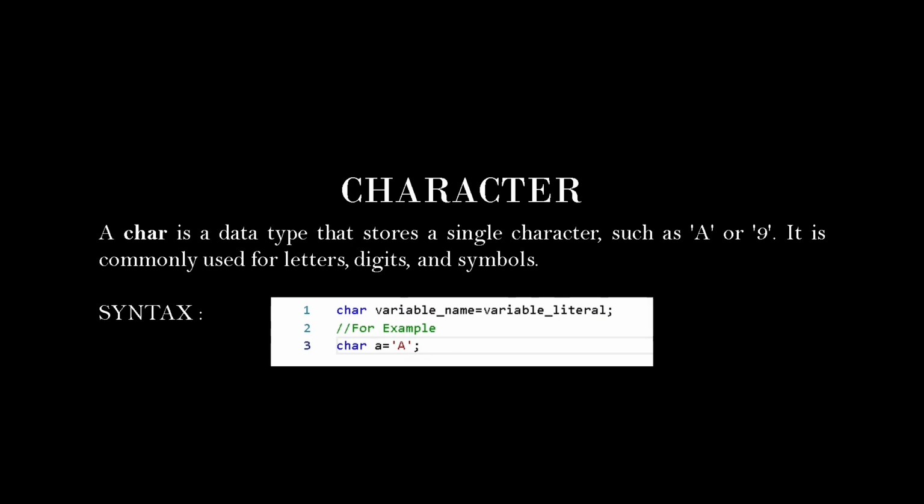And next, the character. A character is a single character or a single digit, where it only stores a single symbol. In this example the char keyword is used along with the variable name. Here the capital letter A is used as the single character which is stored in the variable named A. Character takes a single byte of memory to store the data.